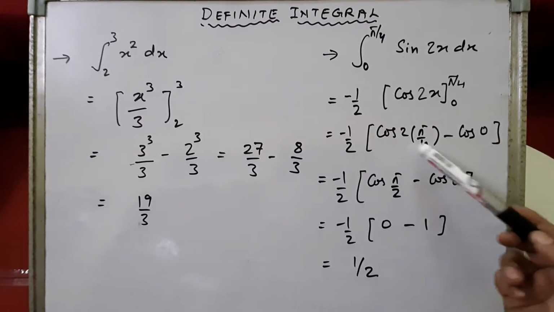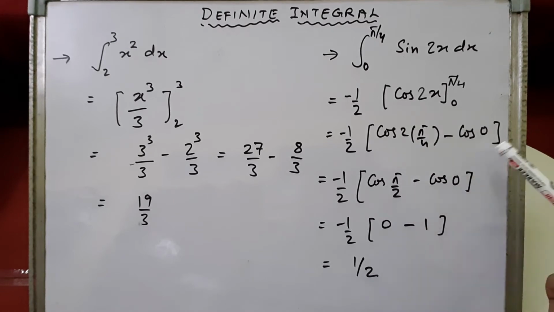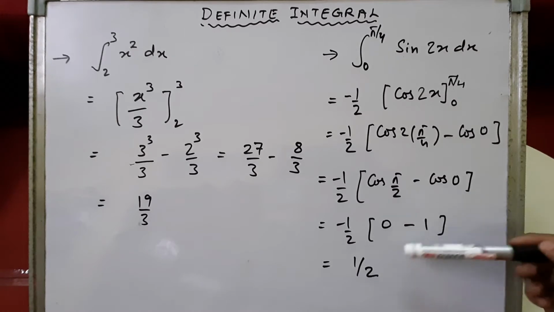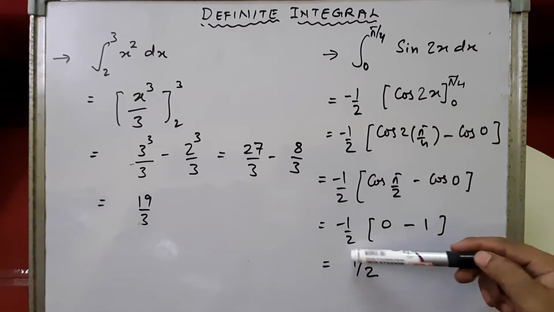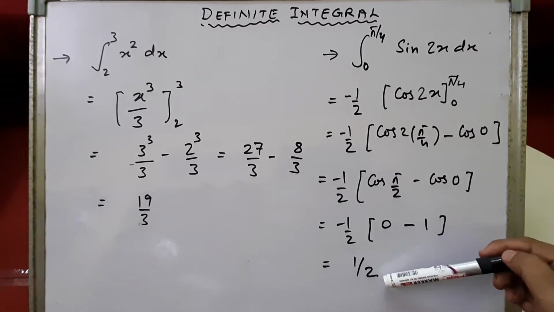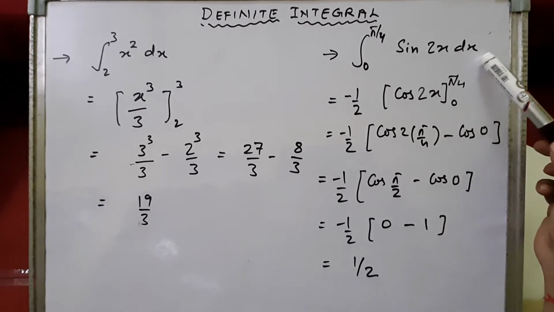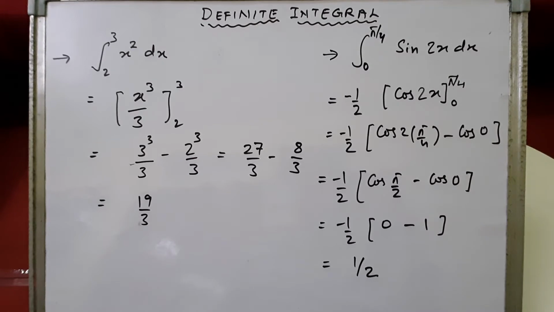So cos 2 into pi by 4, 2 into 4 cancels, and we get pi by 2 here, minus cos 0. Cos pi by 2 is 0 and cos 0 is 1. So we'll get 0 minus 1. Minus 1 into minus 1 by 2 is 1 by 2. So the value of the integration from 0 to pi by 4 of sin 2x dx will be 1 by 2.